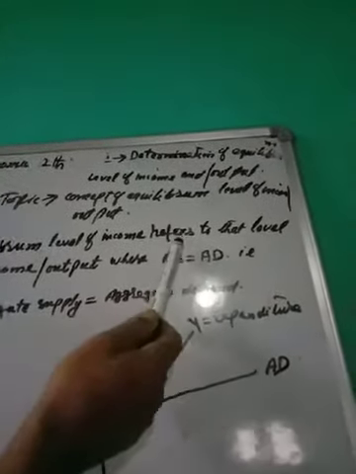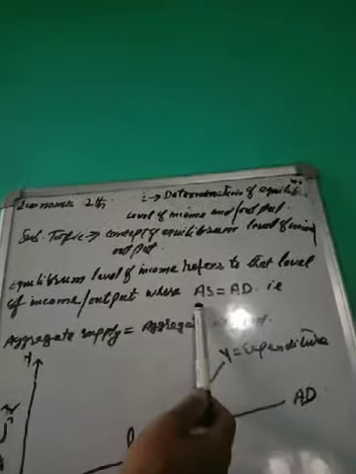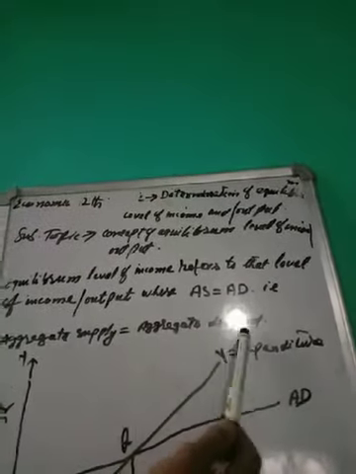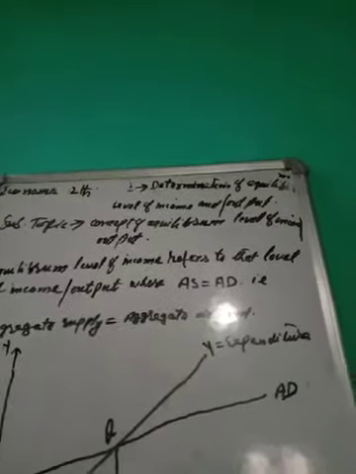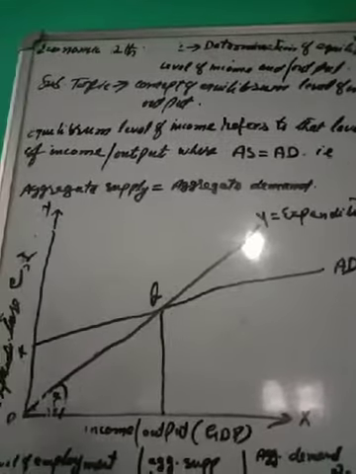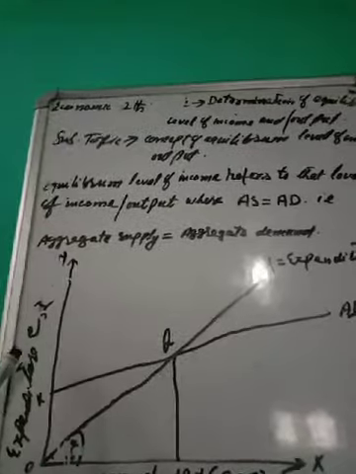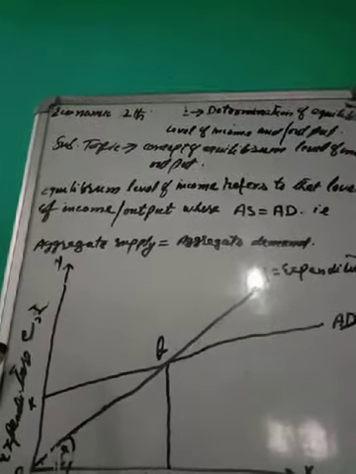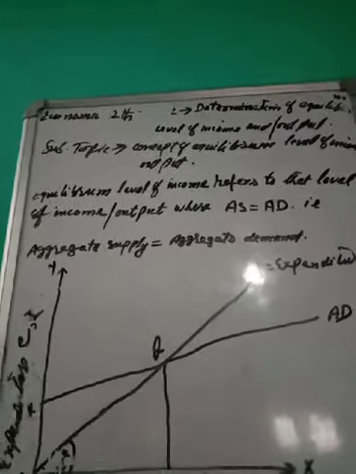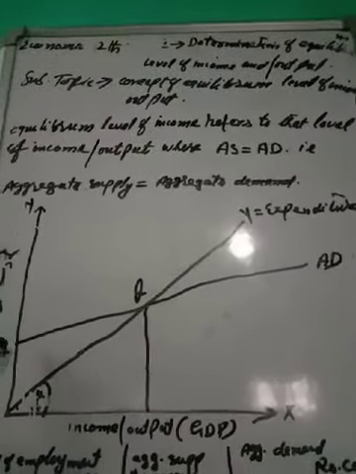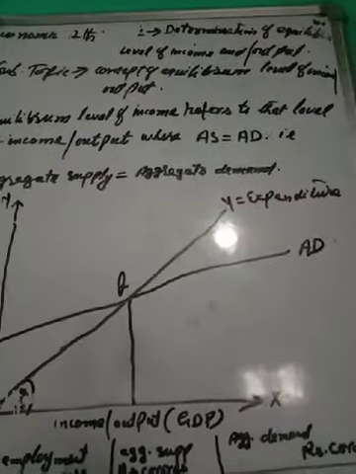Equilibrium level of income refers to that level of income and output where AS is equal to AD, that is, aggregate supply is equal to aggregate demand. And dear students, as you all know, AS refers to the desired level of output in the economy. It is the level of GDP that the producers wish to produce or plan to produce during an accounting year.